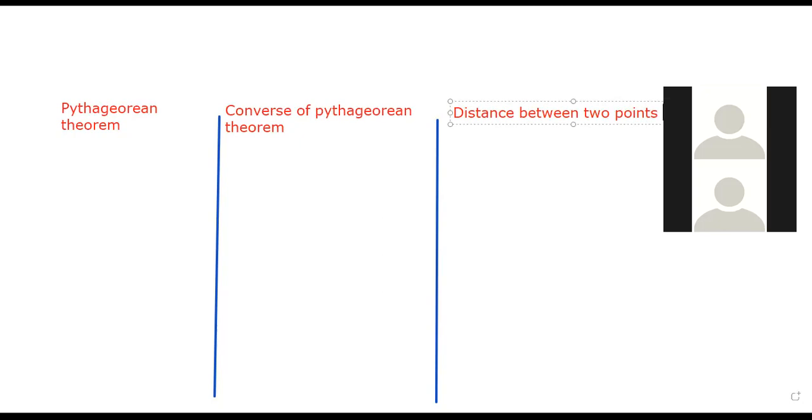Anything else in chapter 12? Check. Was it 12 or 13, the volume? No, 13 is the volume, okay. But our chapter, which is chapter 12, we have 3 main lessons. Lesson 1 Pythagorean theorem, lesson 2 converse of Pythagorean theorem, lesson 3 distance between 2 points.